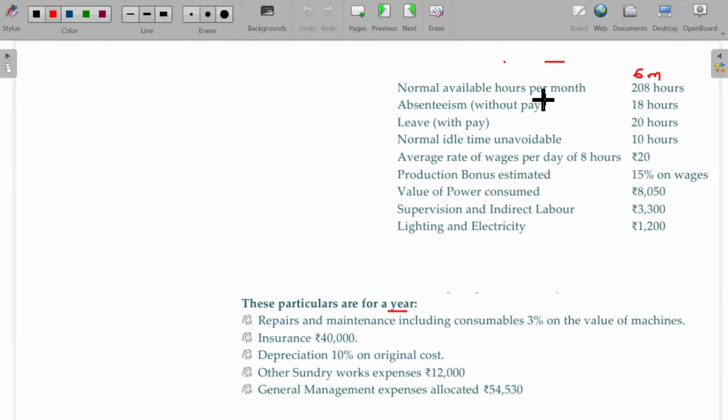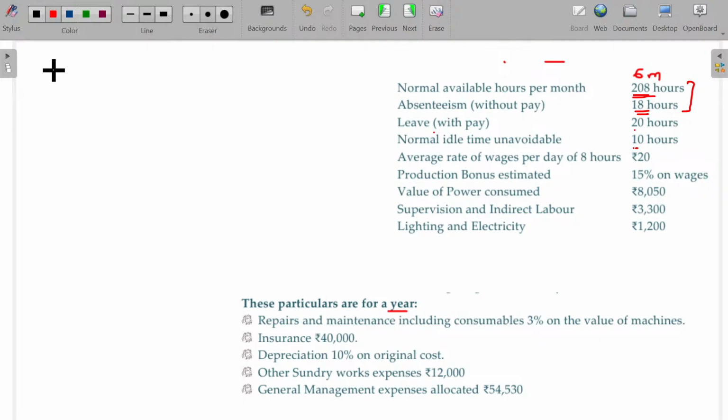We'll now start with normal available hours per month being 208 hours. Absenteeism without pay 18. Leave where we have to offer the payment 20. Normal time unavoidable being 10. So what does it mean here? Employees are paid for how much?